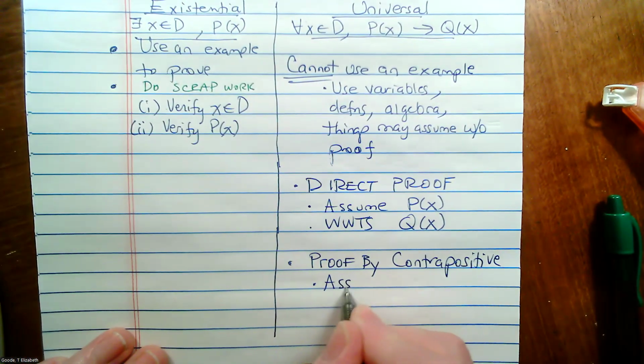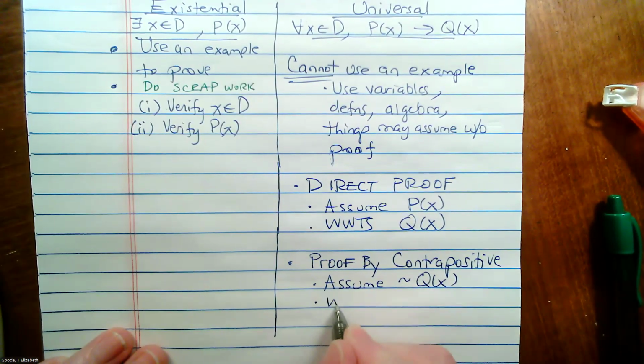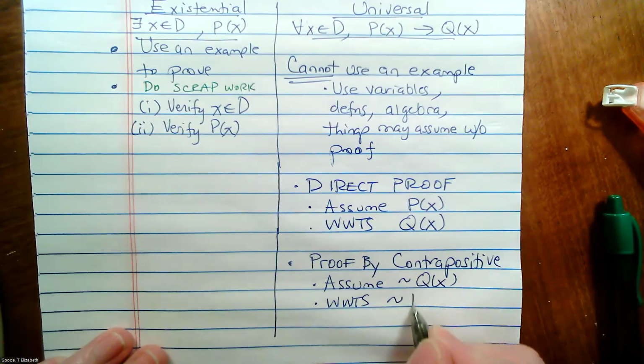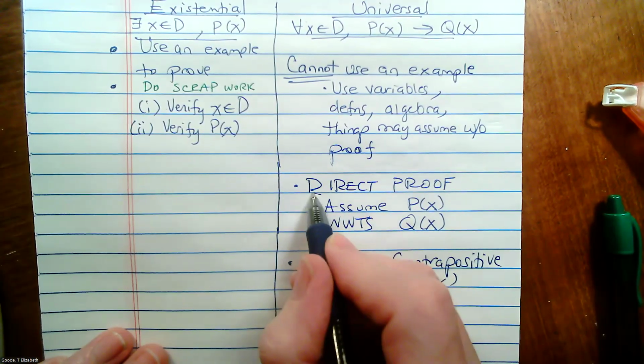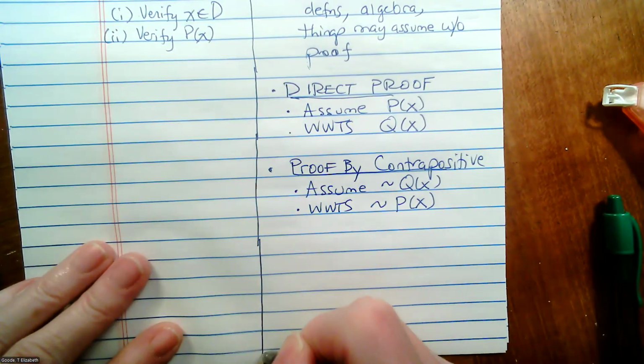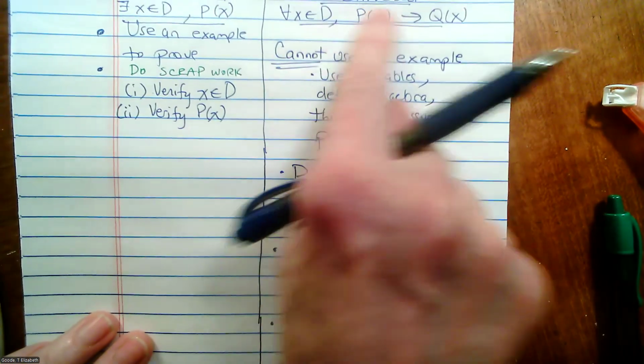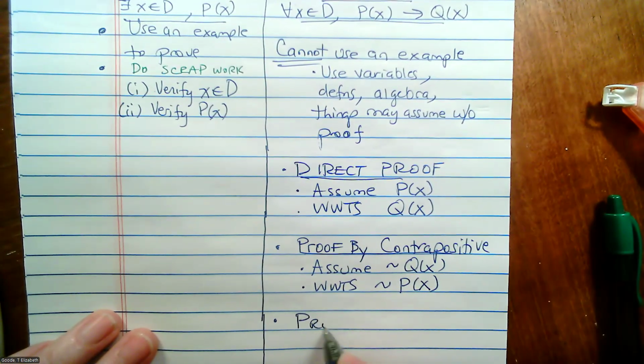So we assume not Q. And what do we wish to show? Not P. Great. So that's two proof methods. And the last proof method, which is sort of the most interesting in some sense, is proof by contradiction.